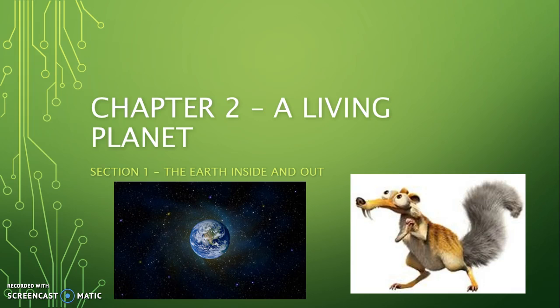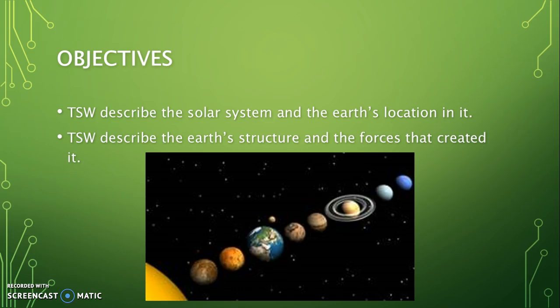So we're on Chapter 2, A Living Planet, Section 1, The Earth Inside and Out. This shouldn't take too long. The objectives, of course, are to describe the solar system and the Earth's location in it. So where is the Earth located in the solar system? And describe the Earth's structure and the forces that created it. So that's what we're going to talk about today.